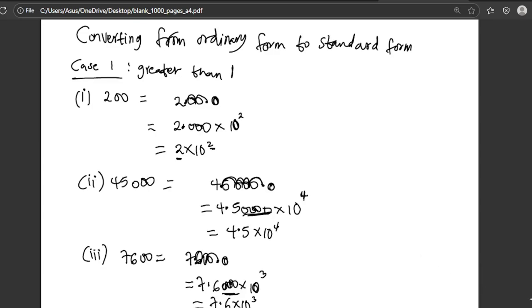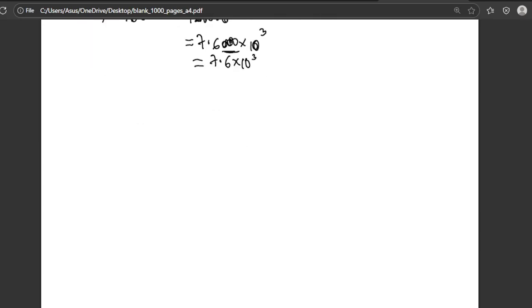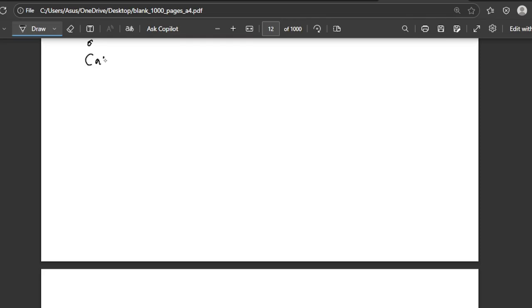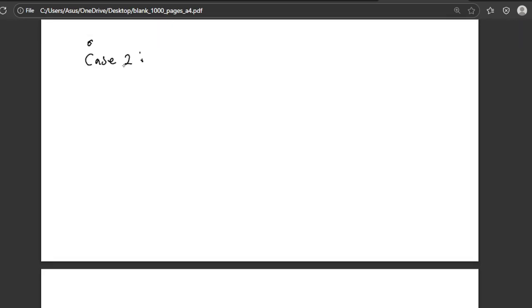That's when the number is greater than 1. The second case is when the number is less than 1. That's case 2. The number is less than 1. So also we try to use the examples, the results we got from the previous examples. The first one was 2.00037 convert to standard form.